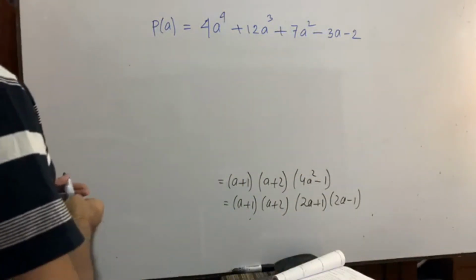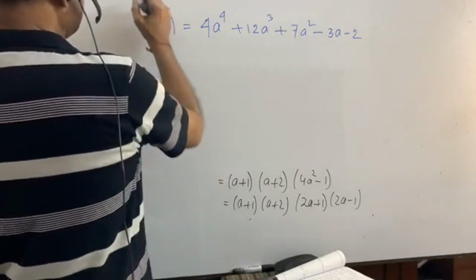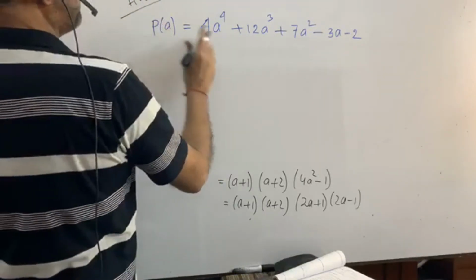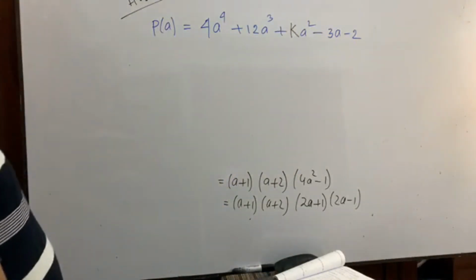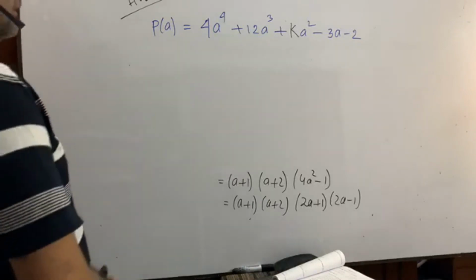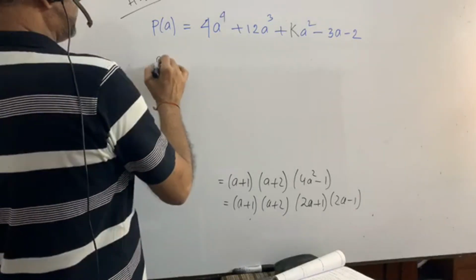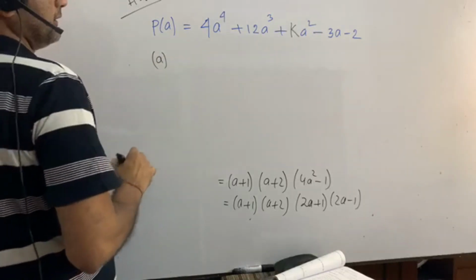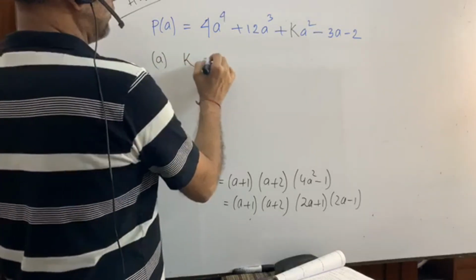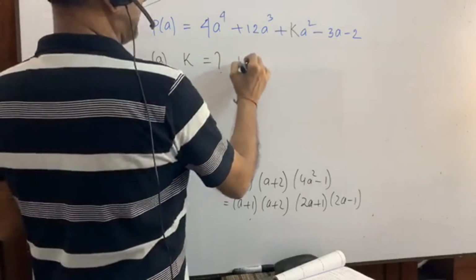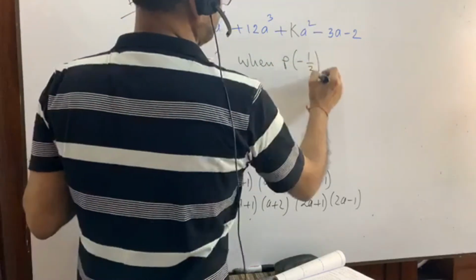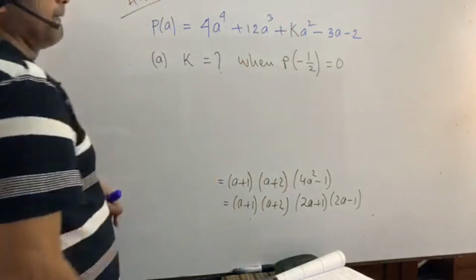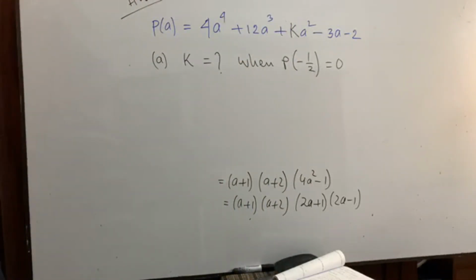Okay, I am giving you a math. P of A, you write down, it is your homework. P of A is equal to k a square minus 3a minus 2. Okay, have you got me? Question number A: k is equal to what, when P of minus half is equal to 0? Have you got me?